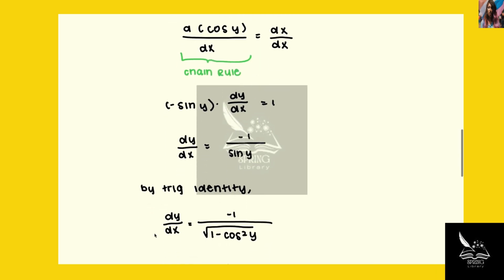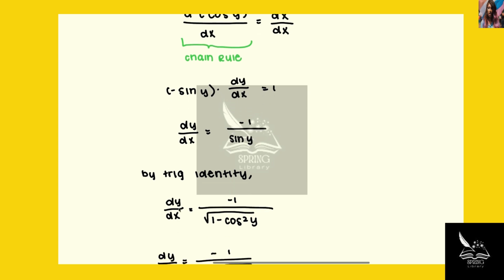Now we can do a substitution. The sine of y is something that we know. We can use the Pythagorean identity, the main trig identity that we know. So we can say that dy/dx equals negative 1 over the square root of 1 minus the cosine squared of y.